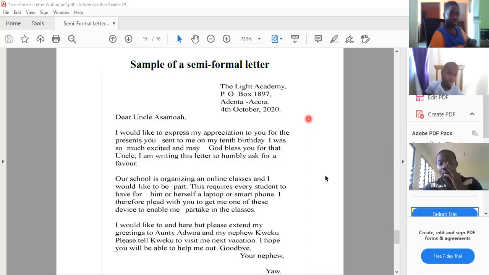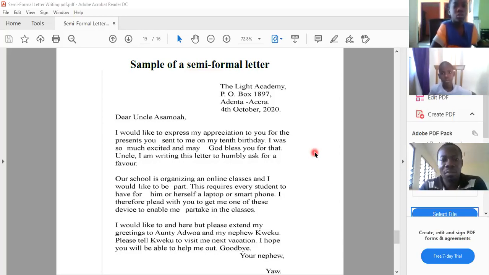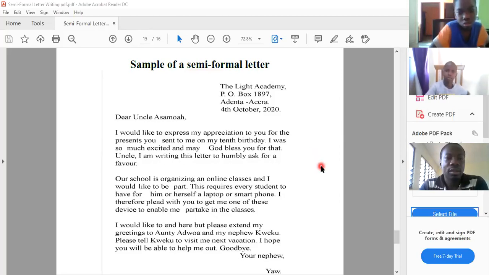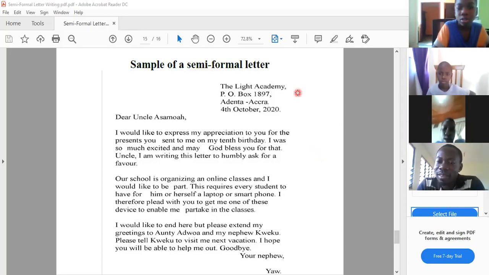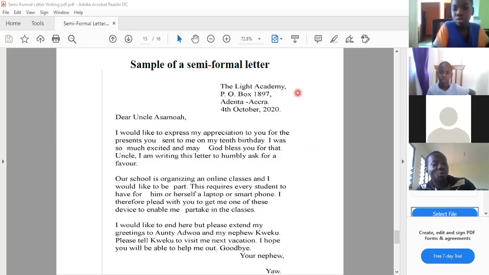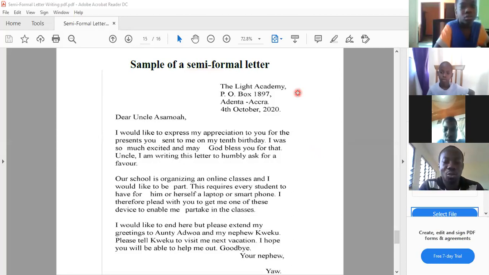Okay, so let's try and see if we can try our hands by writing our own letter. We'll use the same example, the same question that I gave you. Who remembers the question? Those of you who did it, what was the question? Write a letter to your uncle telling him about giving you money to go for an excursion to a tourist site. The Light Academy is organizing an excursion and you want to go. You want your uncle to give you money.